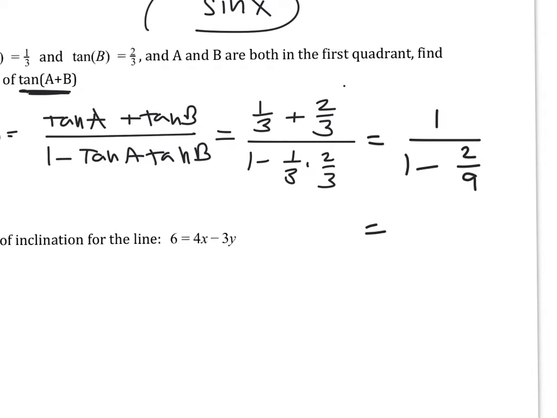So 1 minus 2/9 is what? 9/9 minus 2/9. 7/9. And 1 over 7/9 is a number. Again, 1 times 9. How do you do this in your head? You take the reciprocal of the denominator. Thank you, Kate. 9/7. 9/7.